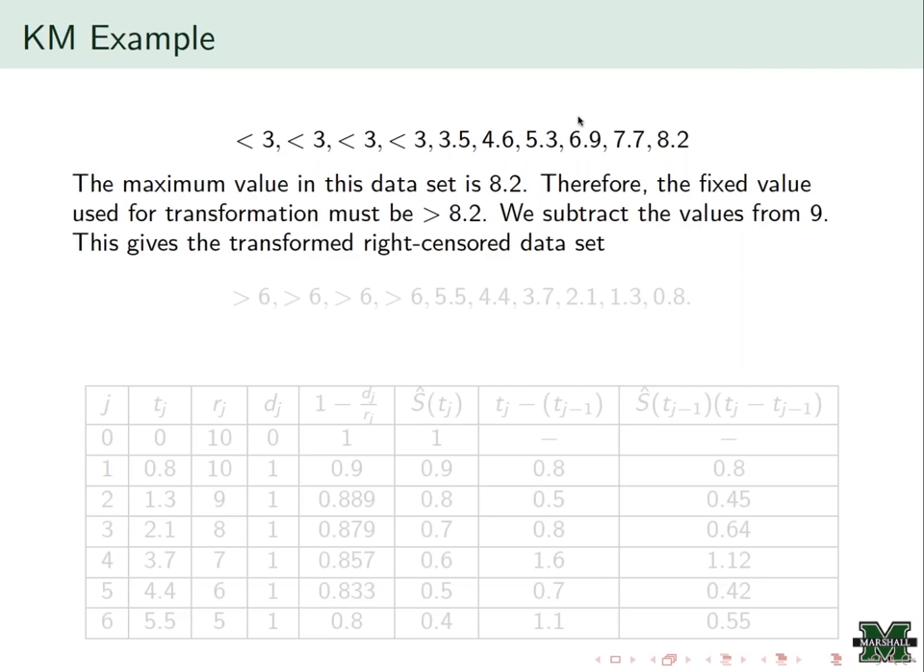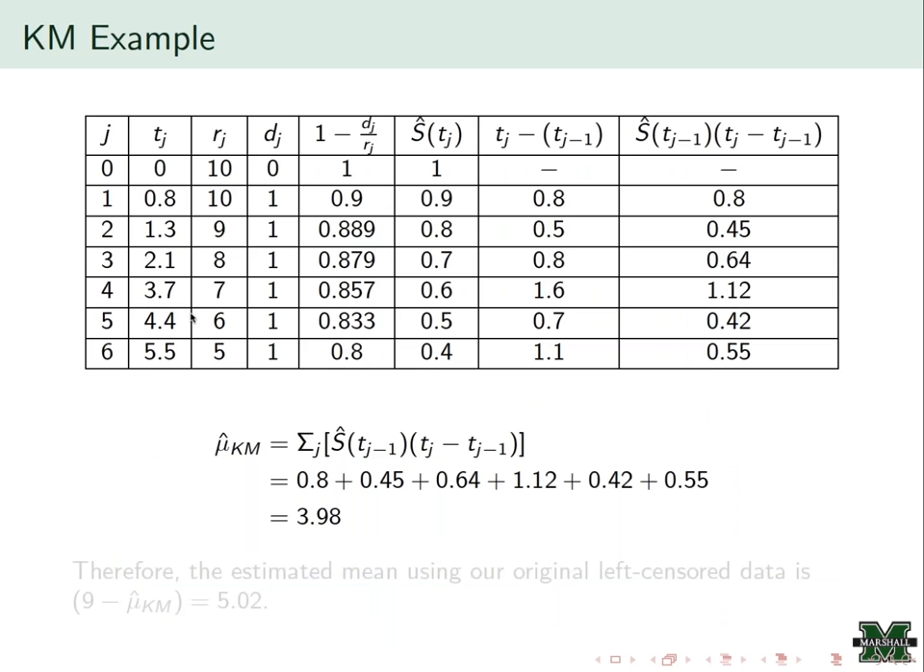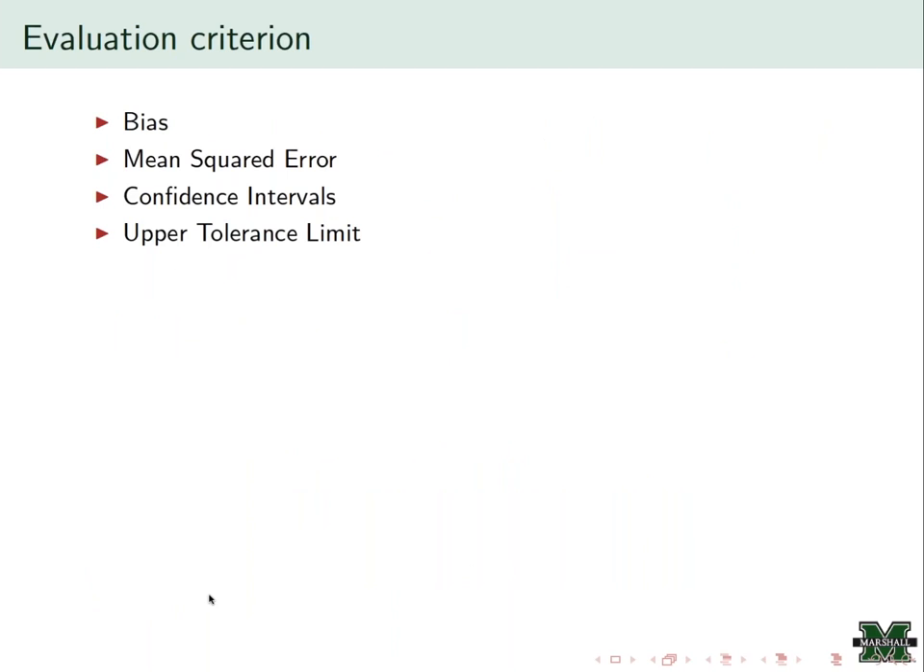So if we subtract everything from 9, which is greater than our maximum value, we can end up with a right-censored sample, and then using those to find all of the values needed for the survival function, we can find our estimated mean for our right-censored data, and then we can also find the estimated mean for our original left-censored data, which is 5.02. And you can again remember that the real mean was 4.3.